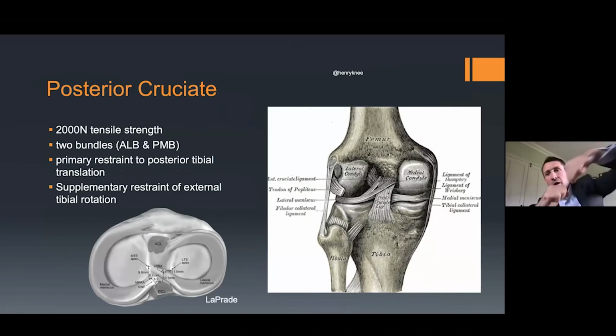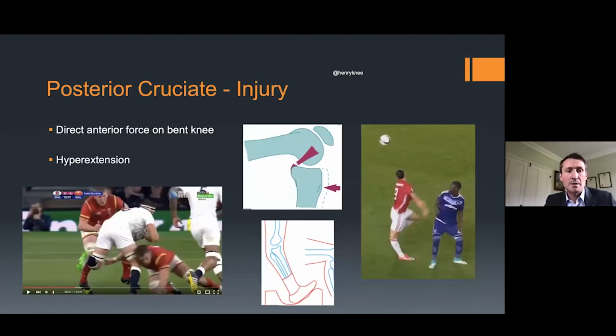And going back to my fists again, it's the primary restraint to posterior translation of the tibia, as opposed to anterior translation. So when you've ruptured your posterior cruciate ligament, the tibia tends to sag backwards, and it also has some control in external tibial rotation, as opposed to, as we've discussed with the ACL, internal tibial rotation. So really it does exactly the opposite of the ACL.